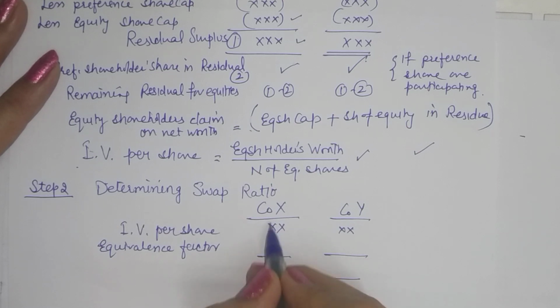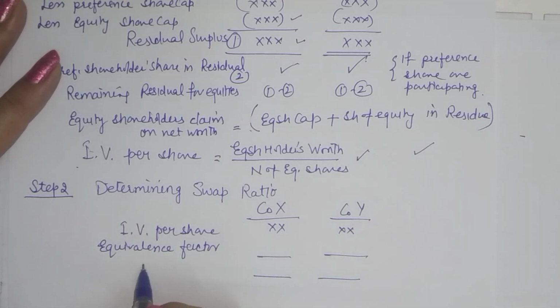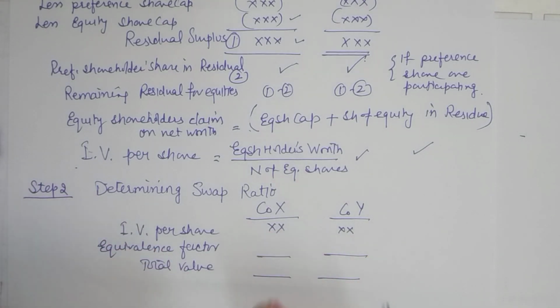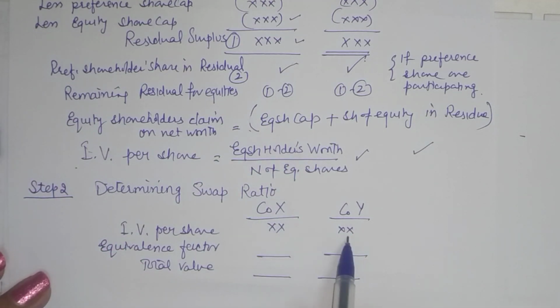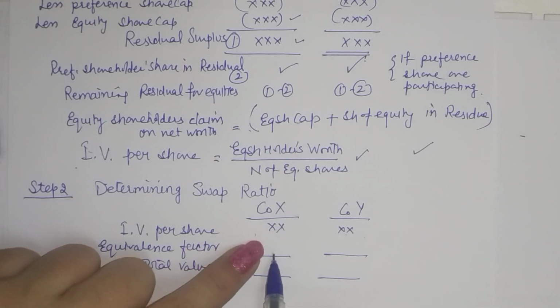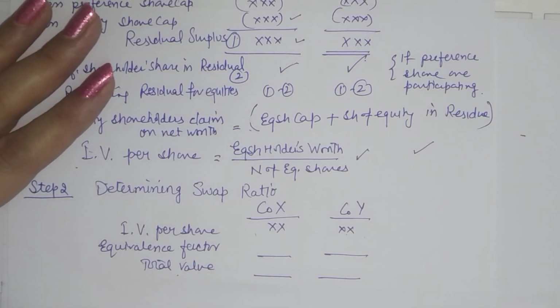So we are to multiply this with something in such a manner that the total value becomes equal, because we are to swap the shares. Swapping is possible only when the two things are the same. Like you want to swap one product with the other, they can be swapped only when their value is the same. So since the values might be different, we are to take up an equivalence factor. Multiply the amounts with something so that the total value becomes equal.